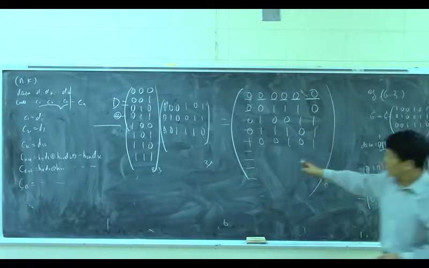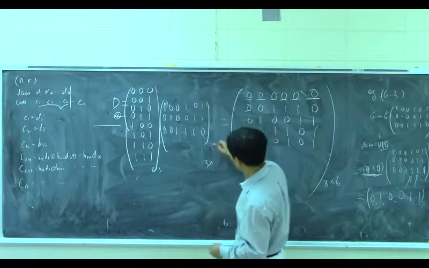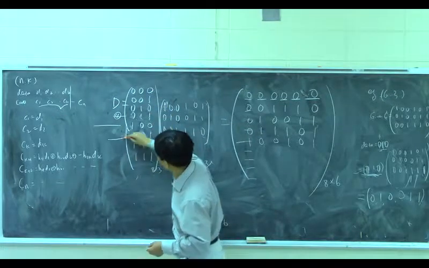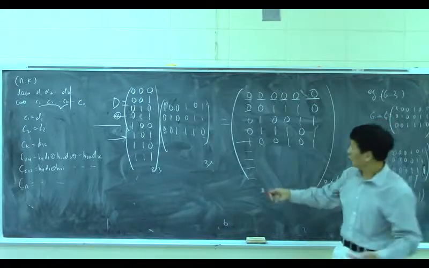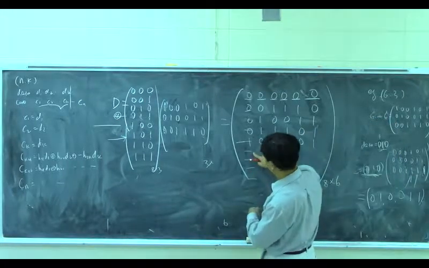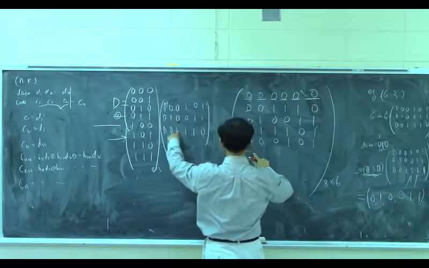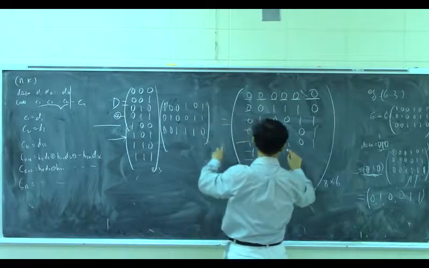Okay, so 1, 2, 3, 4, 5, this is 5. So the sixth one: 1, 2, 3, 4, 5, 6. This one means the first line plus the third line. So these two add up here. So 1, 0, 1, 1, 0, 1, 0, 1, 1, 0, 1, 1.